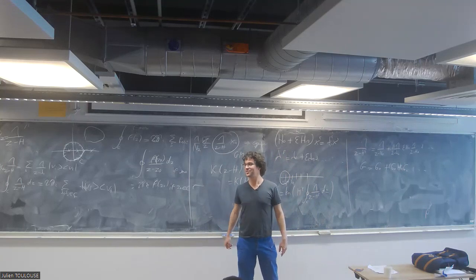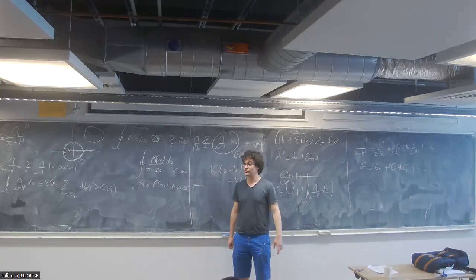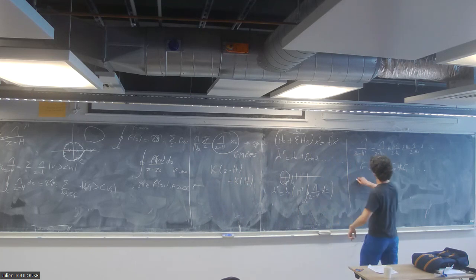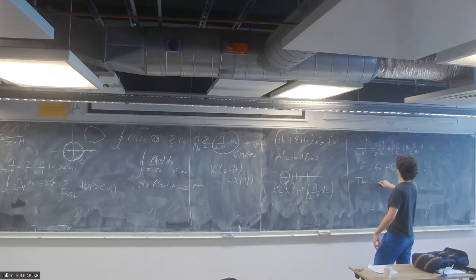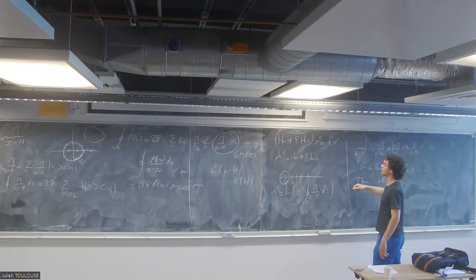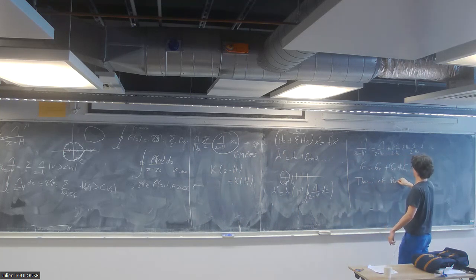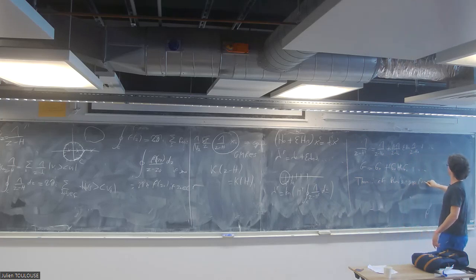This is the next part. No, the radius of convergence is not zero. This is what I just proved. So here, what I proved is a theorem: if there's a gap for H0, lambda converges for epsilon small.